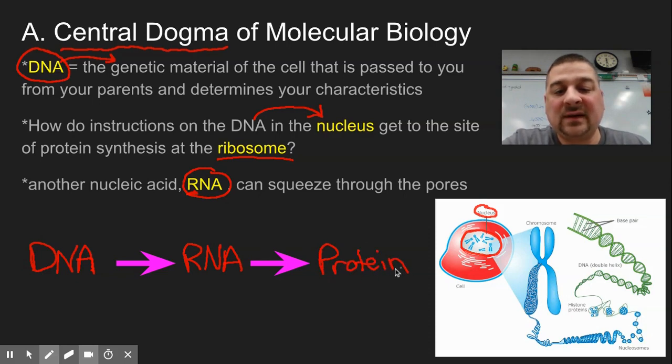So this idea right here is the central dogma of molecular biology: who we are starts as DNA, is coded into RNA, which is then made into a protein. And that's how it is expressed as our phenotype, as we would say from last chapter.